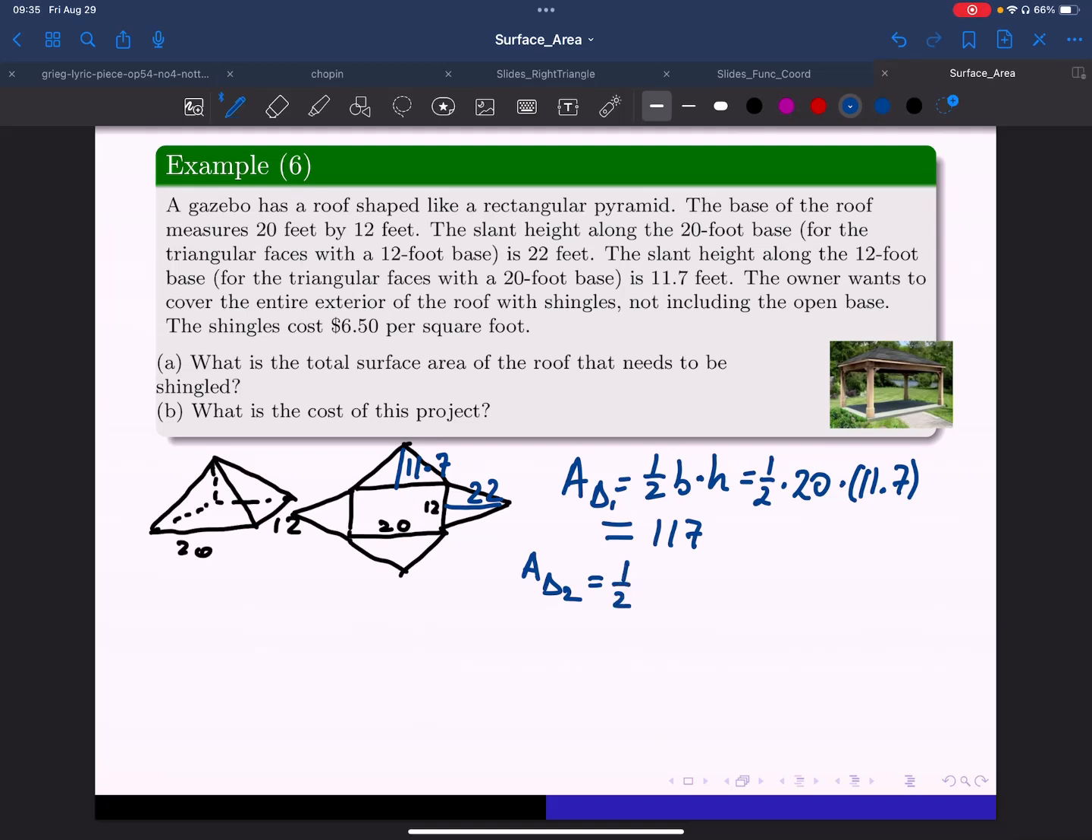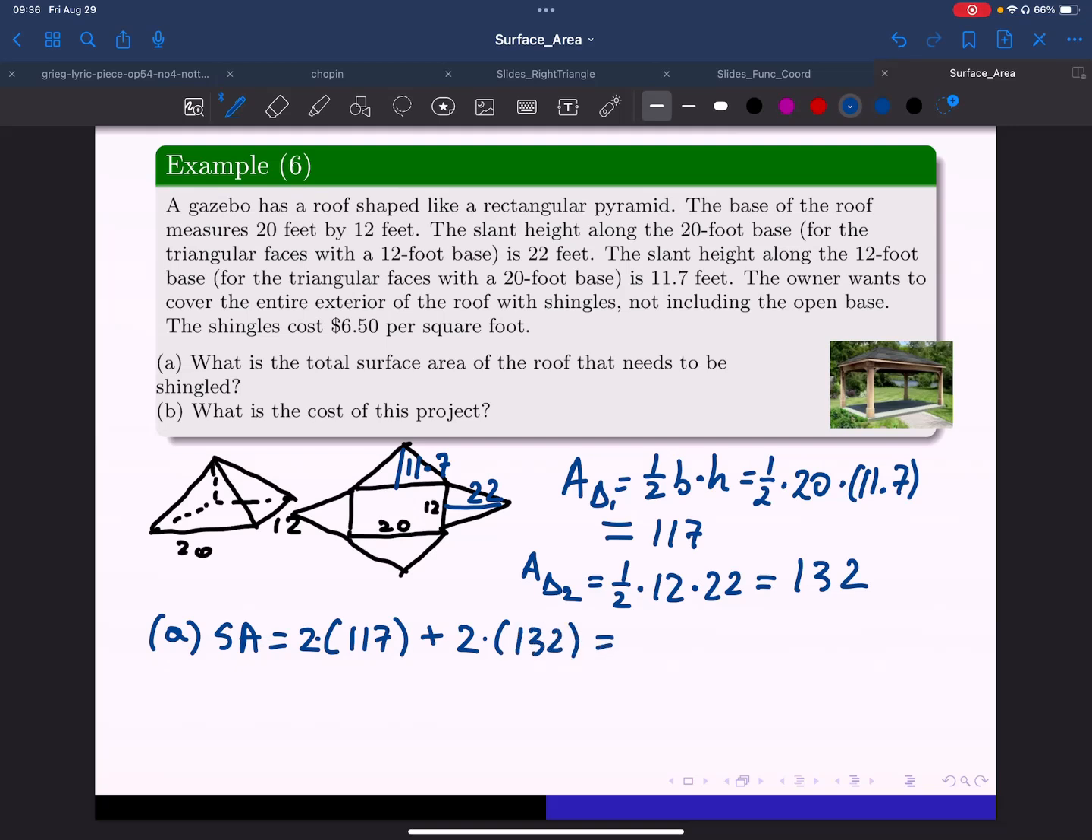would be 1/2 base times height. Base is 12 and the height is 22. So we have 6 times 22, so this one is 132. So the surface area for the project would be 2 of the triangles, 117 each, plus 2 times the other triangle area, 132. So it's 498 feet square.